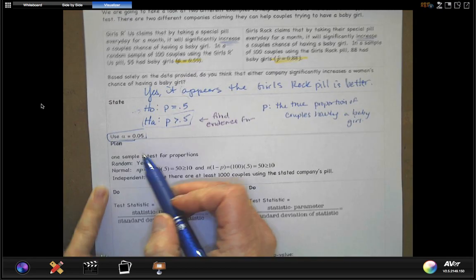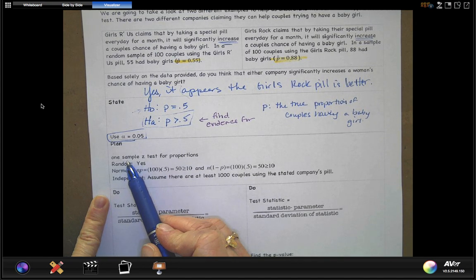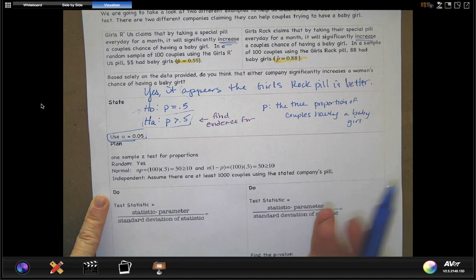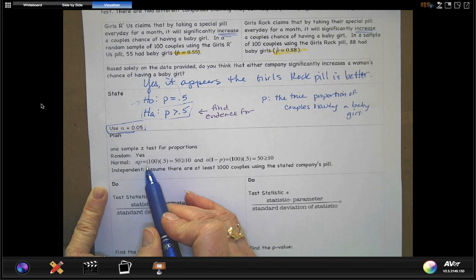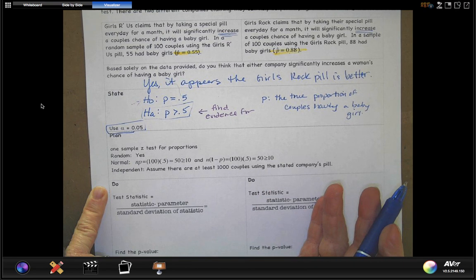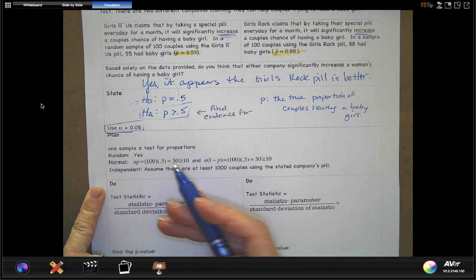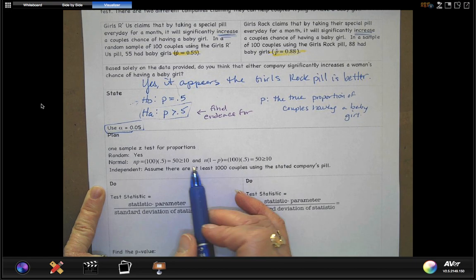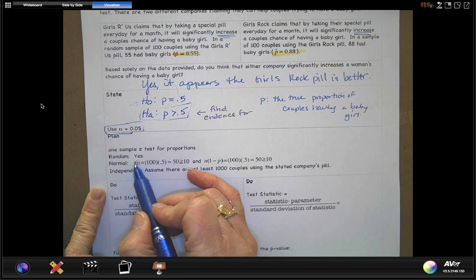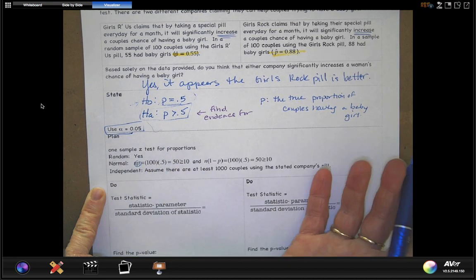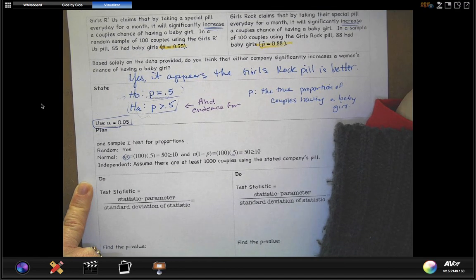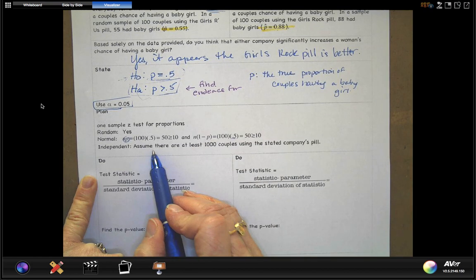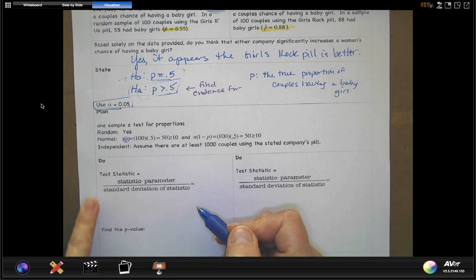And our second step, we call that the plan step. So we're doing a one sample z-test for proportions. This looks similar to what we did in chapter 8. Random, so yes, it says it's random. We have our normal check. Again, we just re-establish that on that quick review sheet. When you're doing these checks, you're going back. We state in the H0 that p is equal to 0.5, so we're going to use that 0.5 there, okay? So those are both met. Again, that just allows me to use my normal distribution. And then I'm assuming there's at least 1,000 couples using the stated company's pill.